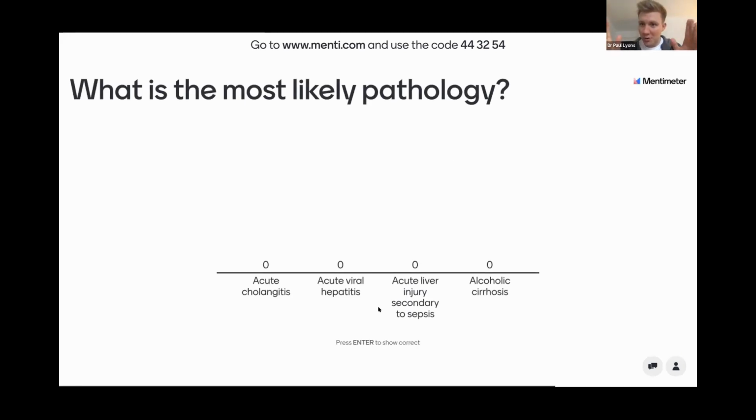So, now, what is the most likely pathology? Is it acute cholangitis, acute viral hepatitis, sepsis-induced liver injury, or alcoholic cirrhosis? I'll give you 10 seconds.